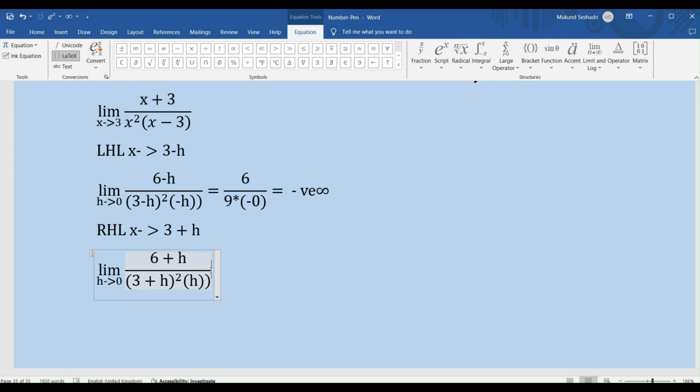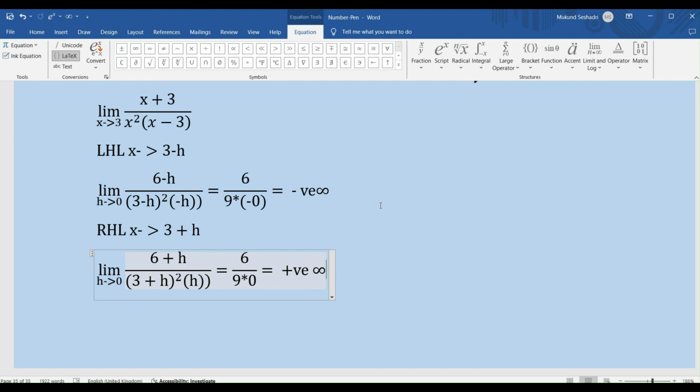So I don't think we can simplify this any further. Therefore, when h equals 0, we are left with 6 by 9, but this time we don't have a negative 0, right? 6 by 9 into 0, right? So what is that? That's a positive infinity, right?